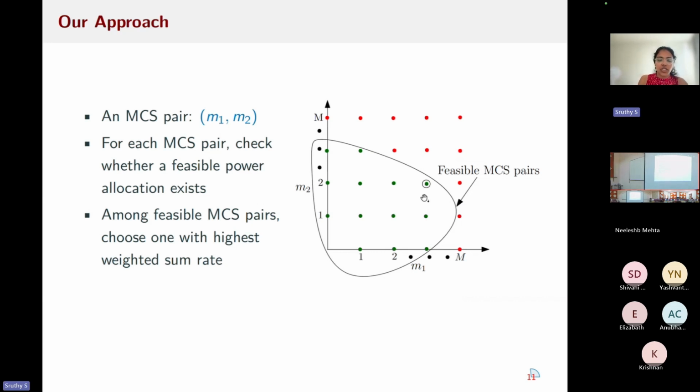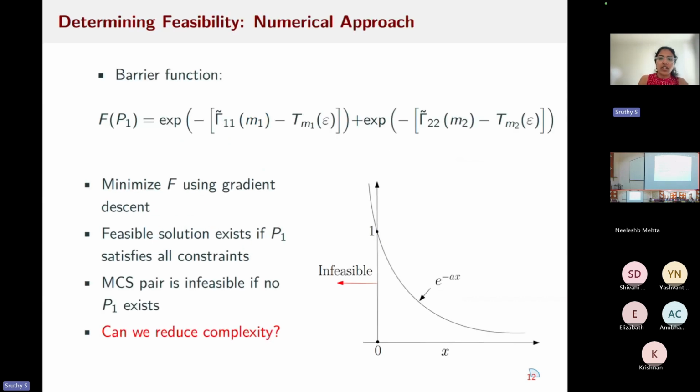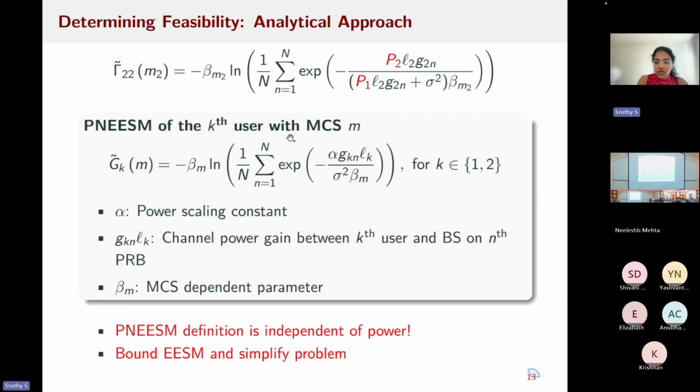But how to find the feasibility of a given MCS pair? For that, we are using a numerical approach first, in which we propose a barrier function, which is a combination of two block error rate constraints. And we are using an exponential function to come up with that barrier function. We can see that the exponential function looks like this. And this is the block error rate constraint of user 1.